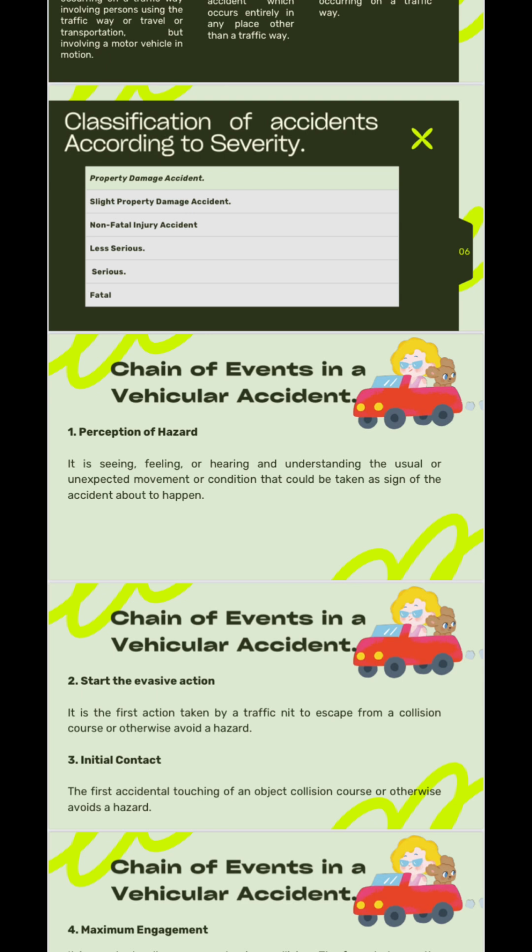So number 2 is start the evasive action. Ito ay ang action na ginagawa ng rider o motorista para makaiwas sa possible na mabangga o sa anumang mga panganib. Ang initial contact is the very first movement where you accidentally touch or hit a thing or a person that could cause an accident.